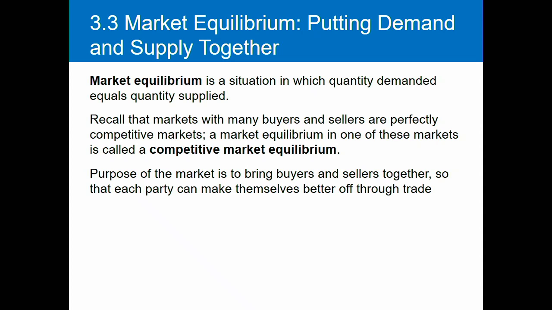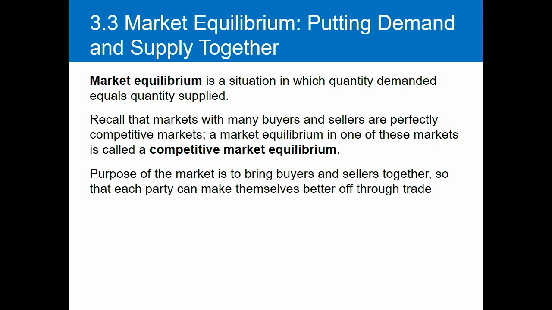Okay, so now let's put together supply and demand and talk about the market equilibrium. Equilibrium is a situation where the quantity demanded equals the quantity supplied. So we have a supply and demand curve both drawn, and they're going to cross at that point, so they'll be exactly the same. Markets with many buyers and many sellers are called perfectly competitive. A market equilibrium in one of these markets is a competitive market equilibrium, because there are a lot of buyers and a lot of sellers. Price will move towards equilibrium.